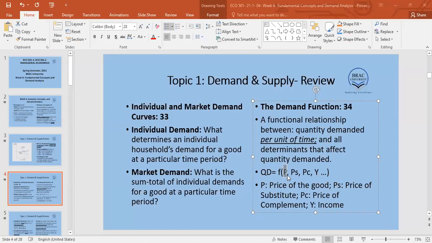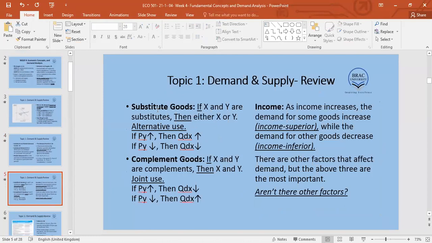Where were we? Okay. Now, these are the three main variables that influence quantity demanded. Number one, the commodity's price itself. From here, we get a negative relationship, the law of demand. Number two, related goods. Related goods we are defining in two ways, substitutes and complements. Number three, we have income.